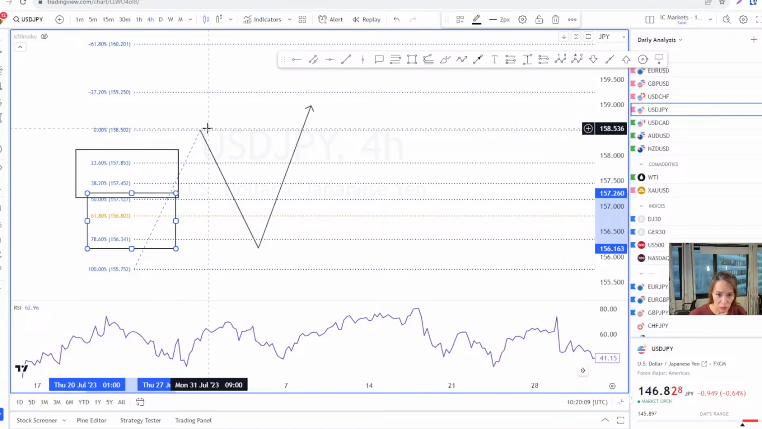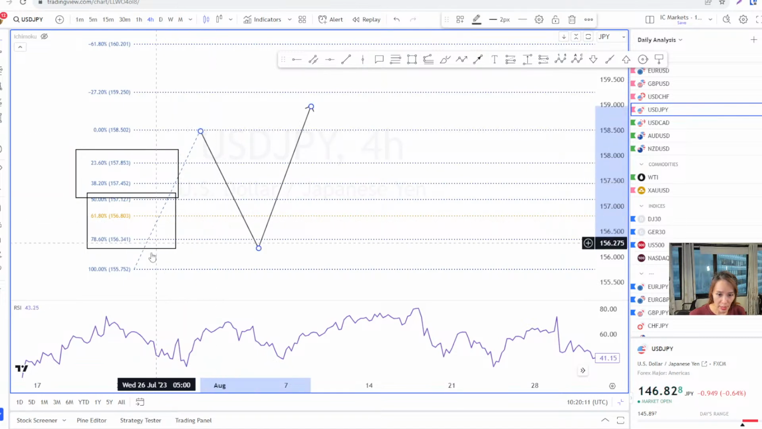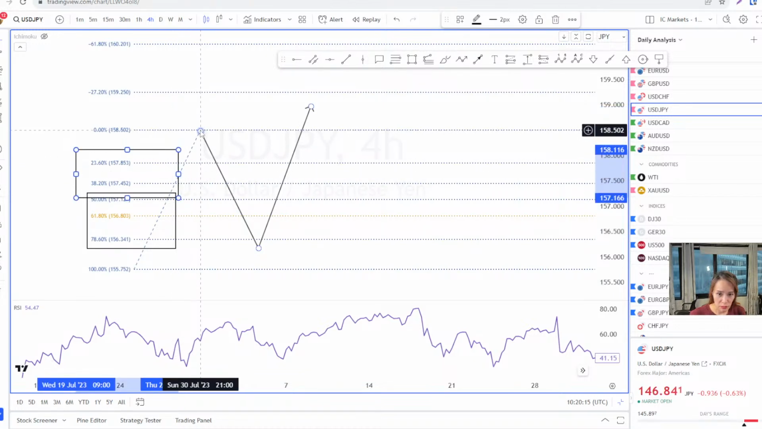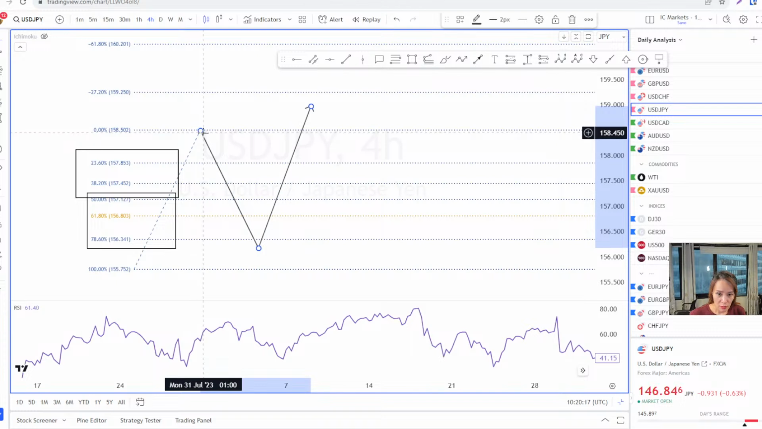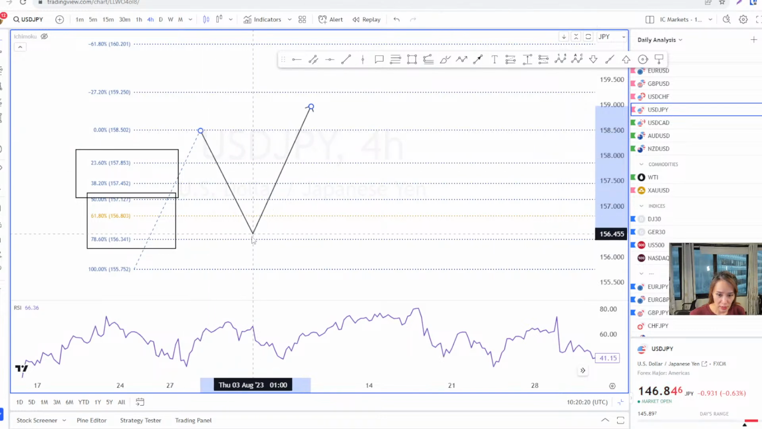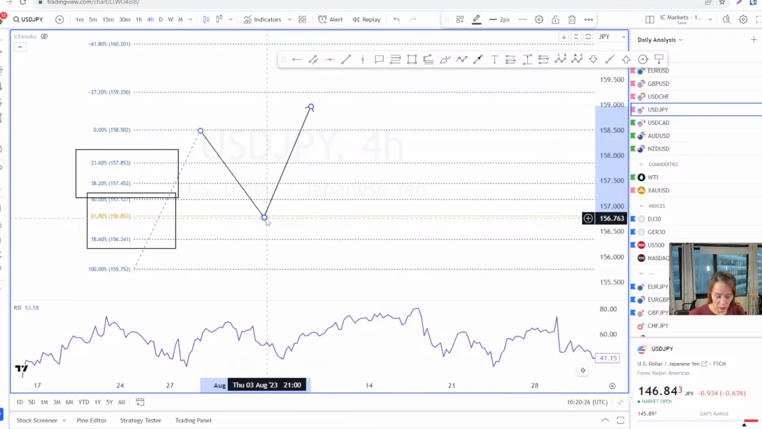So basically you buy at the discount, and after that you hold until you get to the premium, which is this price, right? And then you exit your position. You get what I mean?